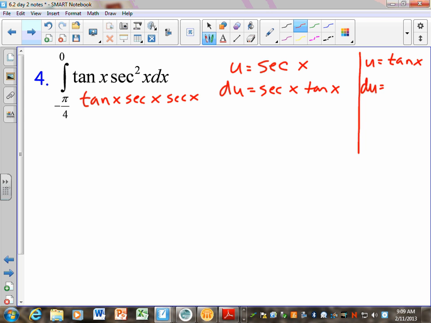The derivative of tangent x is secant squared x. Do you agree that that also matches up?